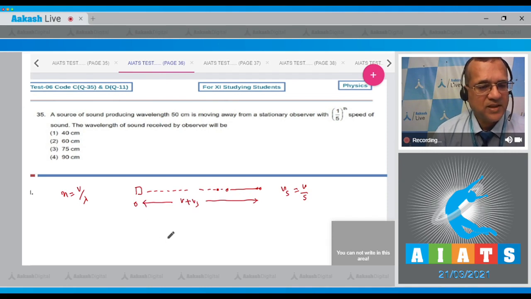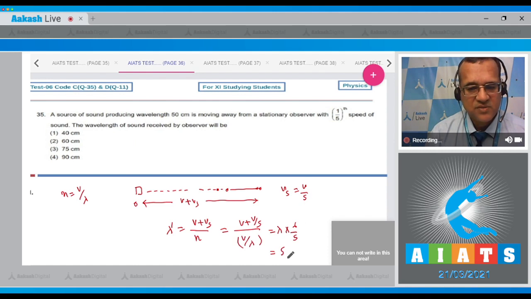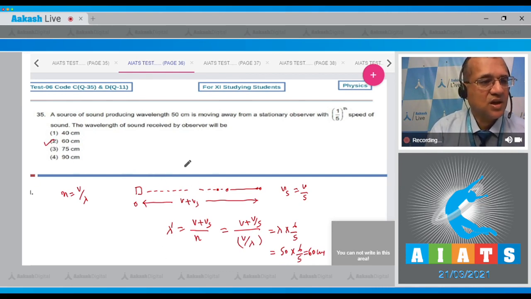And what will be the apparent wavelength? Because moving away, it is v plus vs. If it is approaching, then it is v minus vs. So this becomes (v plus v source) divided by n. This is the apparent wavelength. Then v plus v by 5, and n is what? v by lambda. So v upon lambda. So this is lambda into 6 by 5. Originally it is 50 centimeter into 6 by 5. So this comes to be 60 centimeter. The apparent wavelength will increase and frequency decreases. Your option is 2.